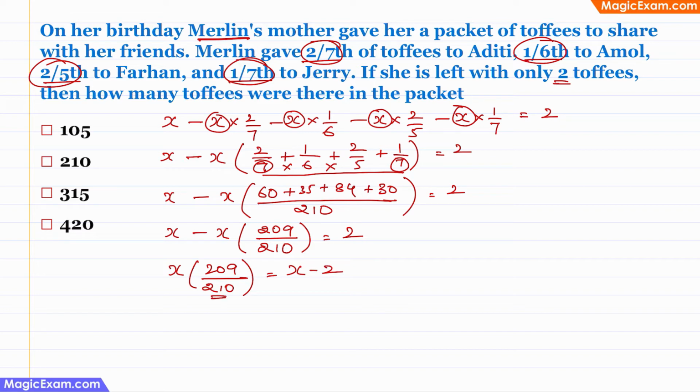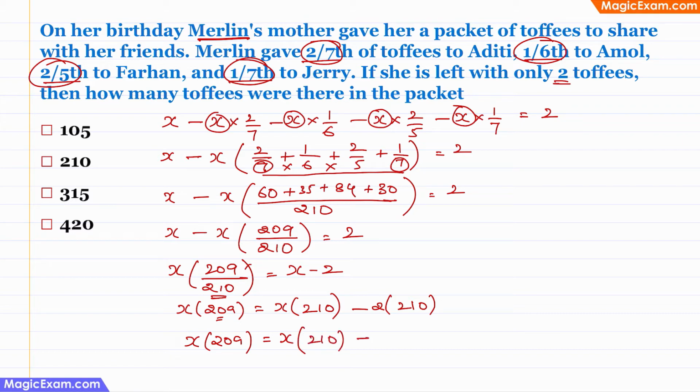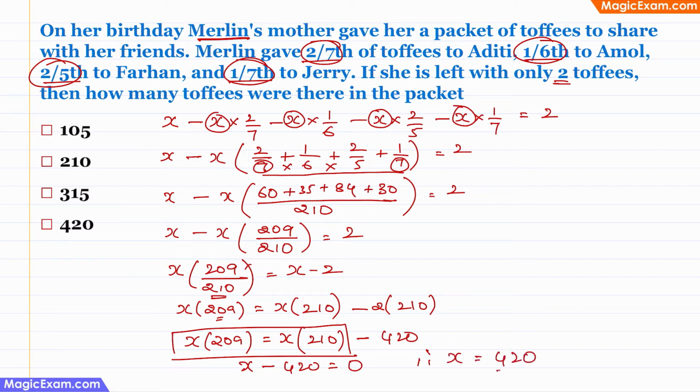Now, if we were to remove this 210, we just have to multiply both the sides with 210 and that will go away. Therefore, x into 209 is equal to x into 210 minus 2 into 210. Because the 210 on this side would get cancelled, we are just left with 209 here. Right? So we know that x into 209 is equal to x into 210 minus 420. Now if we look at these two, the difference between these two is just x. Therefore x minus 420 is equal to 0. Therefore x is equal to 420. Therefore the original number of toffees was 420.